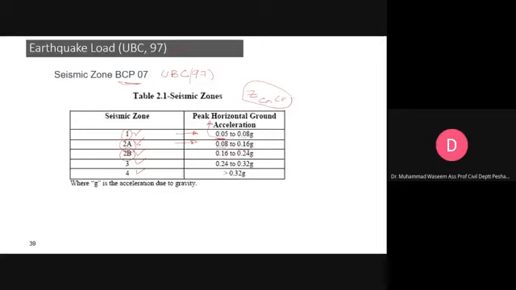So based on your map, like the wind velocity map, you should also have the peak ground acceleration map. Okay. For example, you are constructing your building in Pakistan, so you should have this map for Pakistan. On that map, these zones will be marked, and based on the location of your building, you can select where your building is falling. Is it falling into zone A, zone B, zone C?